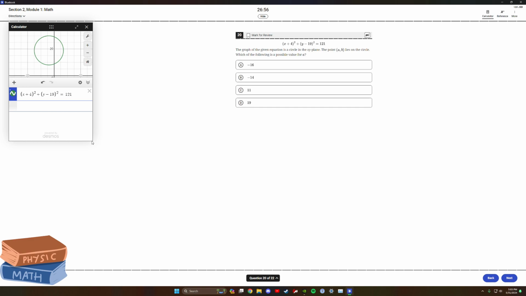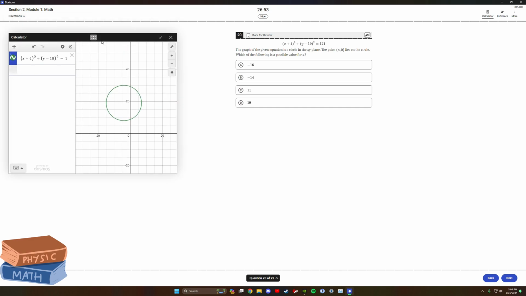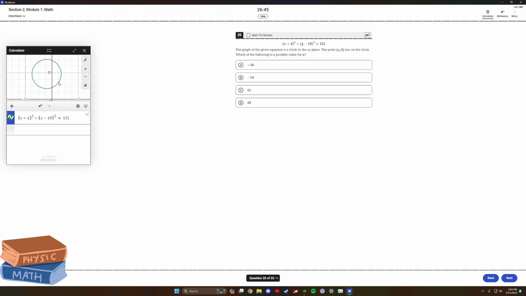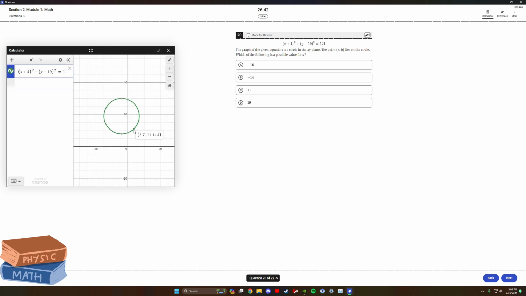Alright, so we have a circle. Can I make this bigger? So I want a coordinate that lies on this plane. Alright, so is he looking for the x coordinate? Is it -16? It's -15. It's not 16. -14. That looks like it's on the point for sure. Yeah, it is. And if you go over here, we don't go to a positive 11 or 19, so it's -14 right there.